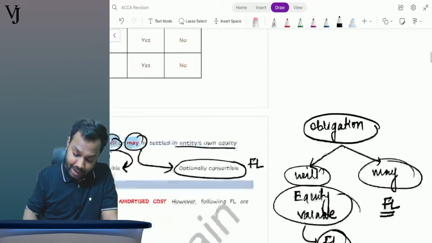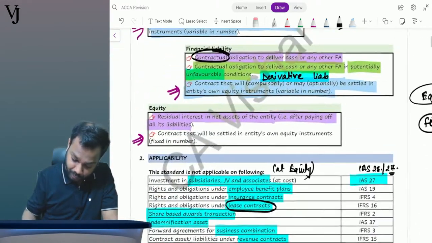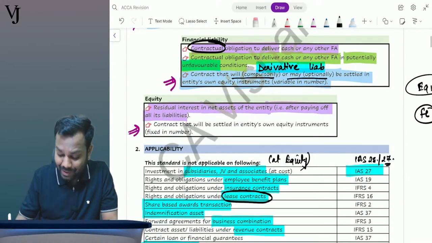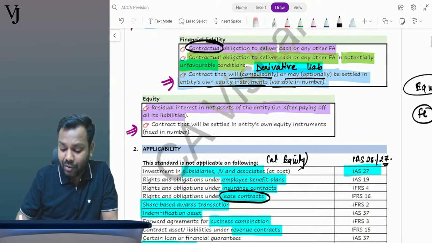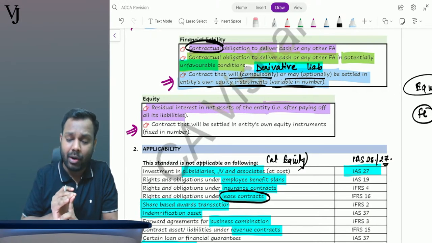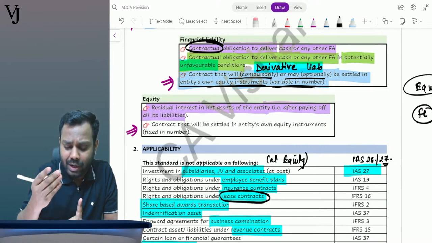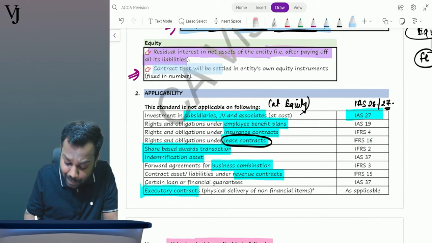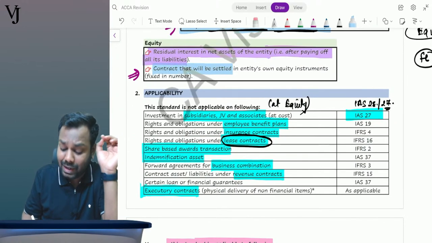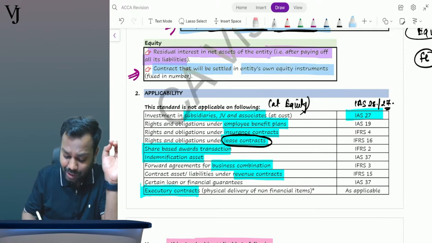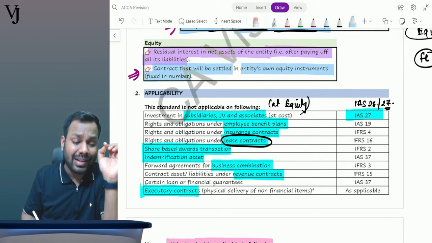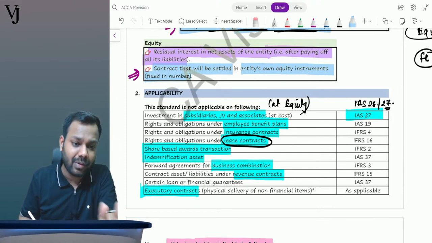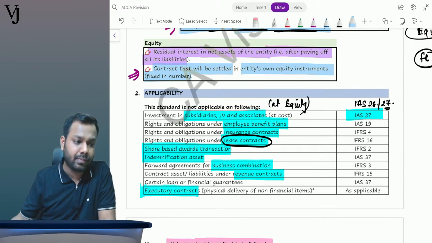Now let's come here and read the definitions. A contract that will or may be settled in own equity instruments that are variable in number, or if it is optionally convertible, will always be a financial liability. But now read the meaning of equity. Equity says the contract that will be settled. Will be settled means what? Compulsorily convertible in the entity's own equity instruments that are fixed in number, meaning thereby compulsorily convertible and fixed in number, then it becomes equity. Is it clear, everyone?